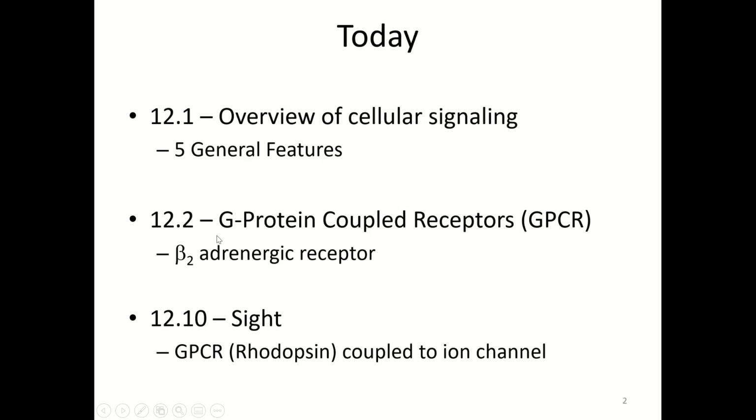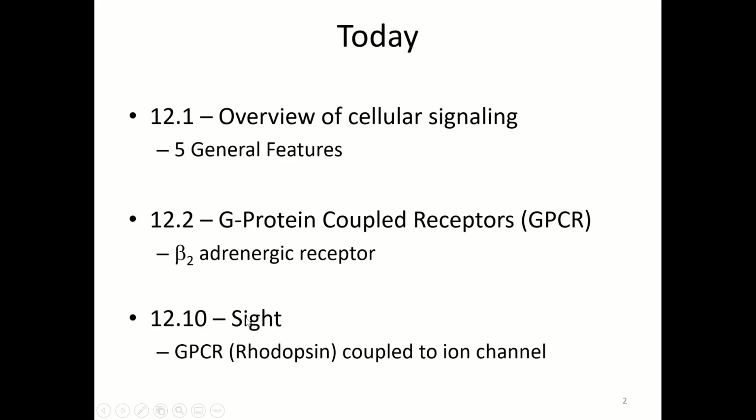Okay, then we'll move on to section 2, and these are the G protein coupled receptors, or GPCRs. This is an important class of receptors and signaling pathways. And the specific example we'll see in this section is the beta 2 adrenergic receptor, or epinephrine receptor, or adrenaline receptor. Okay. And then we'll skip ahead to section 10 and talk about the signaling pathway involved in sight.